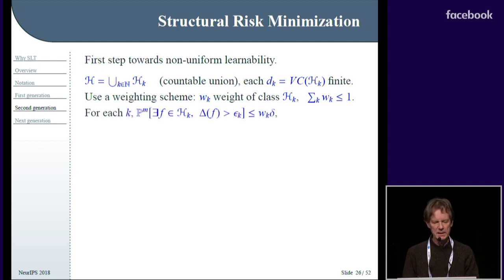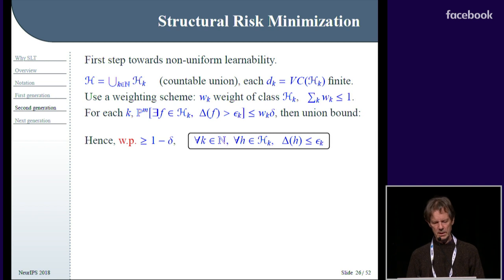What we would like to have is a bound that holds for each k. We're going to have the bound hold, but with the weighting on the right-hand side. So the probability of being misled is now weighted according to that w_k associated with that class. And remember, the sum of the w_k is less than or equal to 1. So we can therefore apply our union bound trick again.